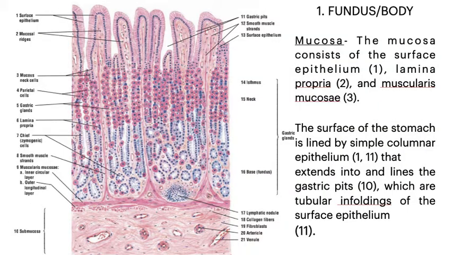Coming to the second part, that is the fundus or the body, a very important part. The innermost lining is the mucosa. Okay, so this is your mucosa containing surface epithelium, lamina propria, and the muscularis mucosae. The surface epithelium over here is simple columnar with basal nuclei, dipping down to form the gastric pit, which is nothing but tubular enfolding of the surface epithelium.